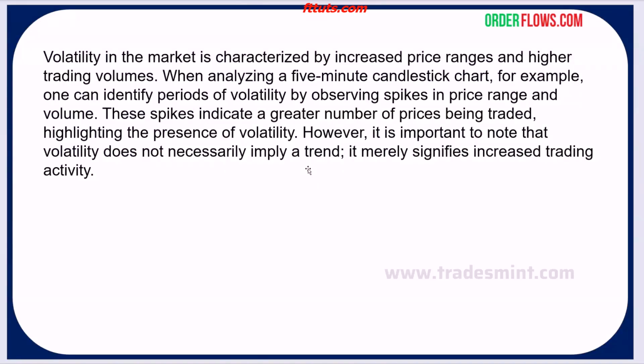So volatility in the market is characterized by increased price ranges and higher trading volumes. That's what you want to see in volatility. So when analyzing, say, a 5-minute candlestick chart, for example, you can identify periods of volatility by observing spikes in price range and volume. These spikes indicate a greater number of prices being traded, highlighting the presence of volatility. However, it's important to note that volatility does not necessarily imply a trend. It merely signifies increased trading activity. Okay, don't fall into this trap.